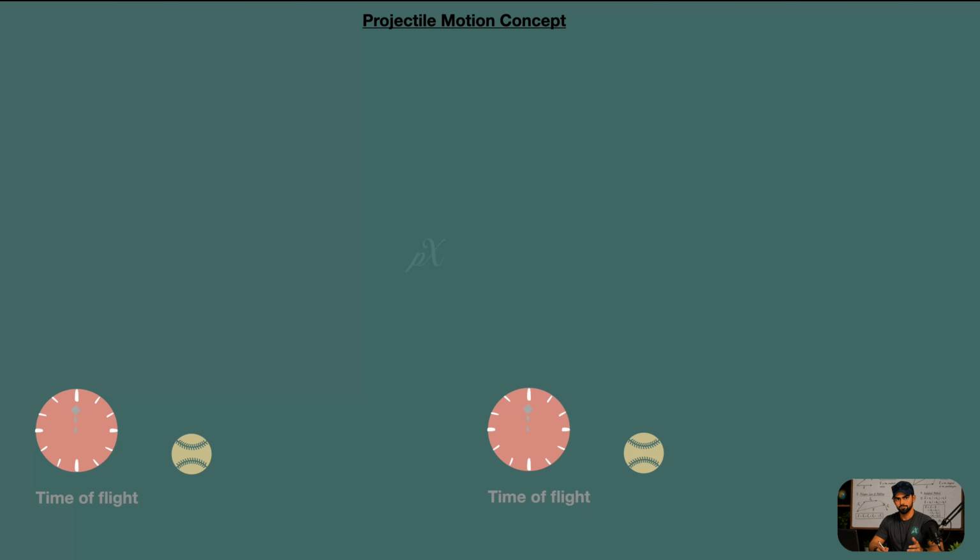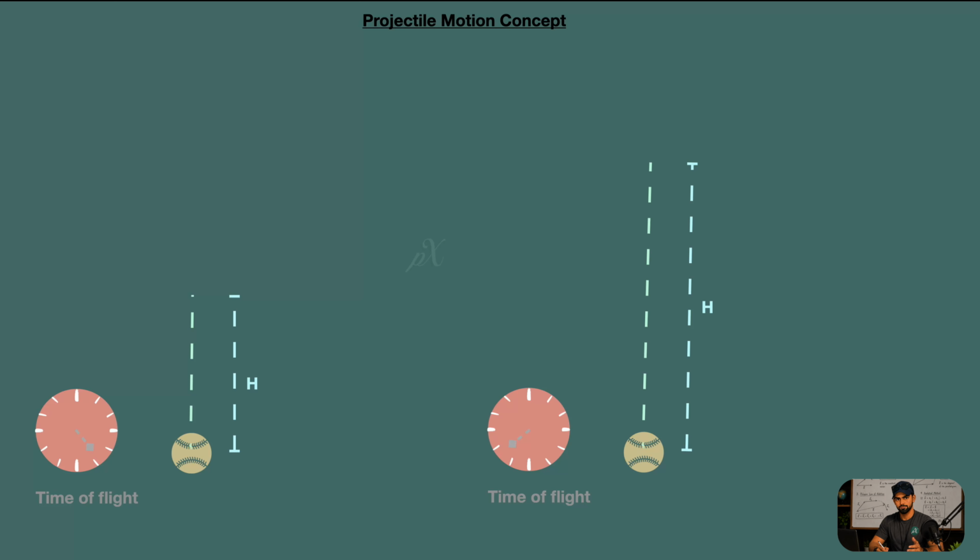Now, the next question naturally comes up. What determines the time of flight? Well, the time of flight depends on how high the ball goes while being launched with the same speed. It's quite simple, actually. The higher the ball rises, the longer it takes to come back down. And because it remains in the air for a longer time, its time of flight increases.